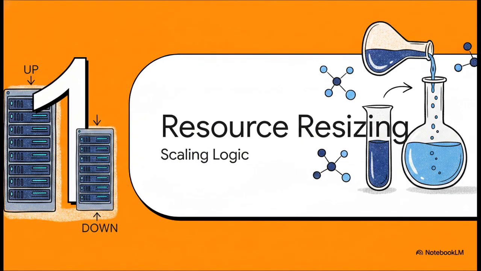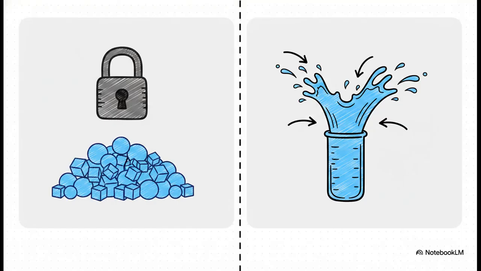Okay, Section 1, Resource Resizing and Scaling Logic. So, in software engineering, when we want to save memory, what do we do? We downscale a server instance, right? Well, in chemistry, we perform an operation with that exact same logical goal. We call it dilution. Notice how we can draw a pretty strict binary here to understand this system.